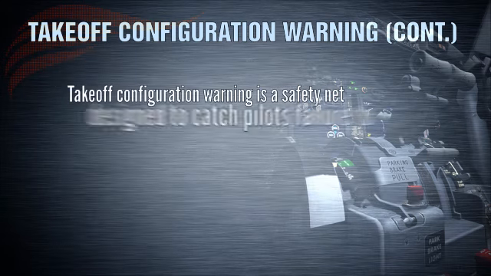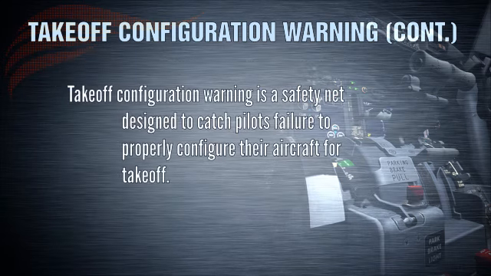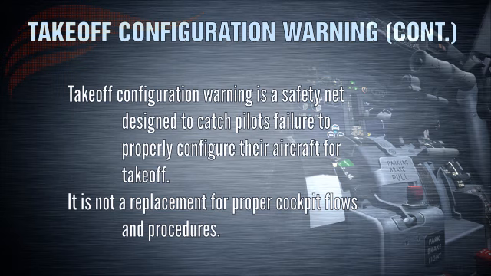The takeoff configuration warning horn is a safety net designed to catch pilots' failure to configure the aircraft for takeoff. It is no replacement, of course, for solid and consistent flow and checklist procedures.